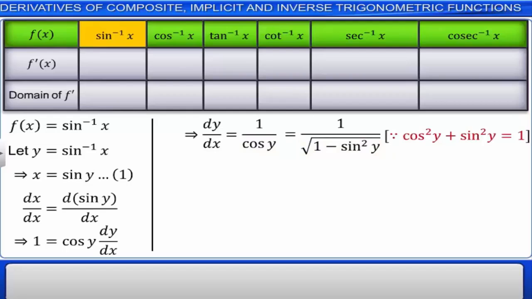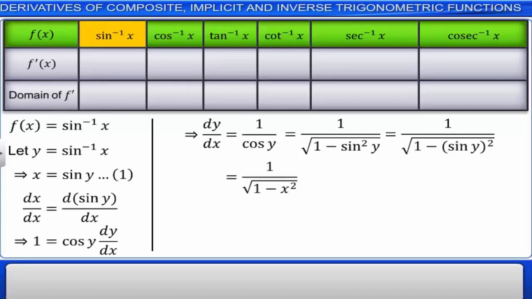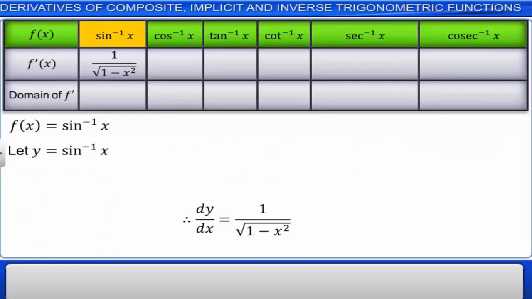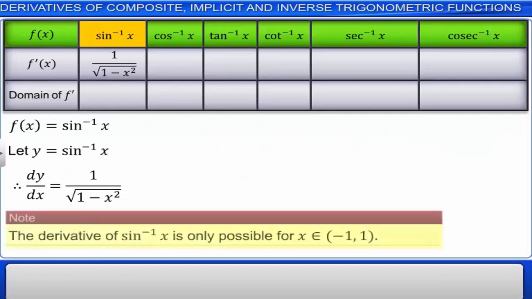On replacing sin y with x, we get 1 divided by the square root of 1 minus x squared. Therefore, dy by dx is equal to 1 divided by the square root of 1 minus x squared. The derivative of sine inverse x is only possible in the open interval -1 and 1.